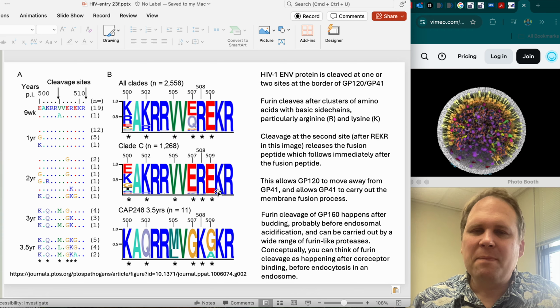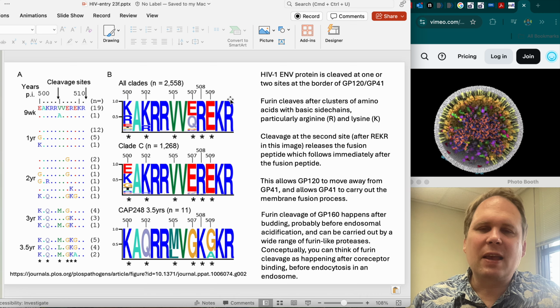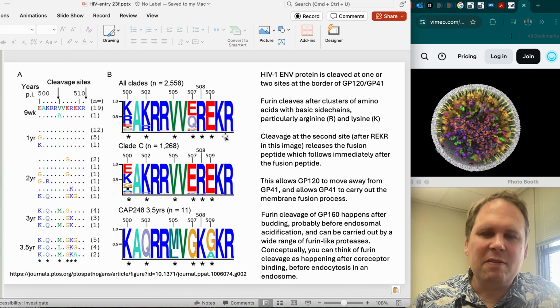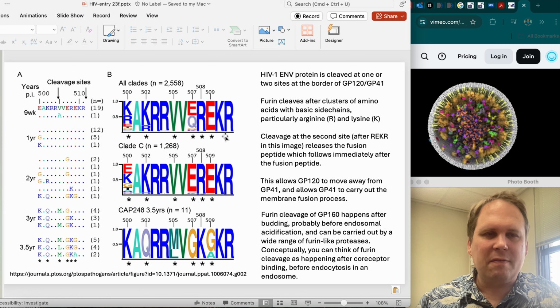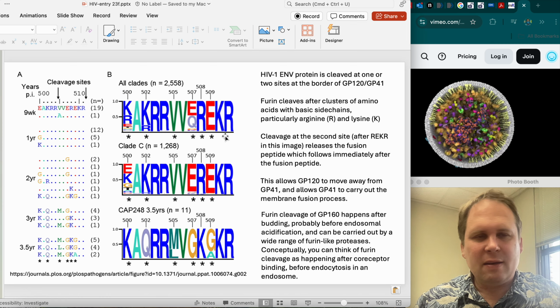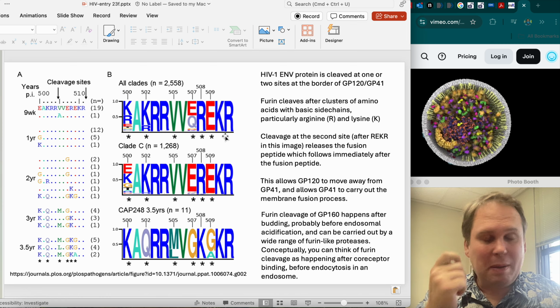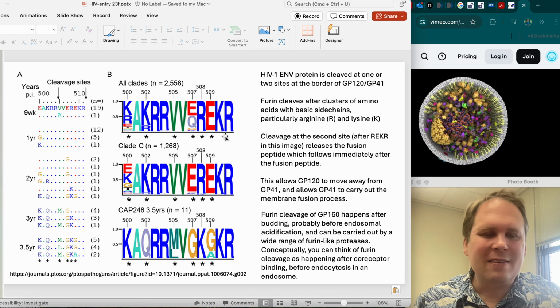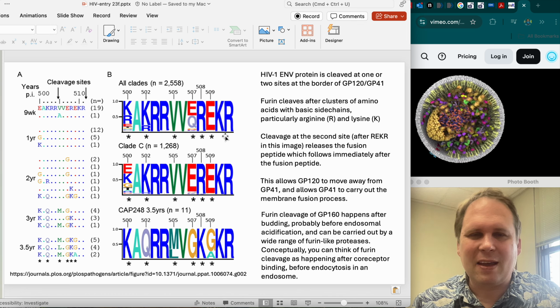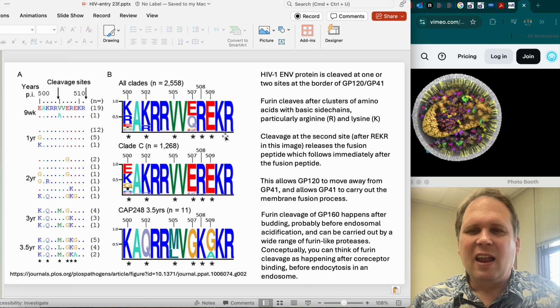And after that second R right there, and after this KR here of the REKR motif, that's where your cleavages are going to be. So this is the first one, and the second one, if it cleaves here, is going to be cleavage at the site of the fusion peptide, at the N terminus, like the beginning of the fusion peptide. All right. Let us continue.